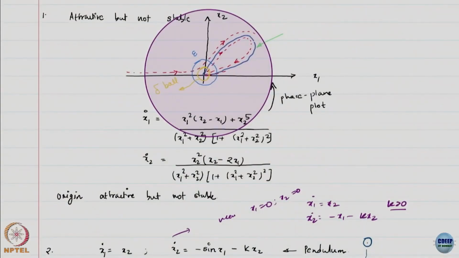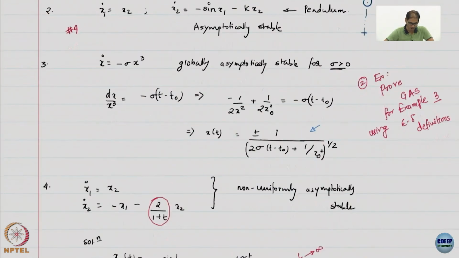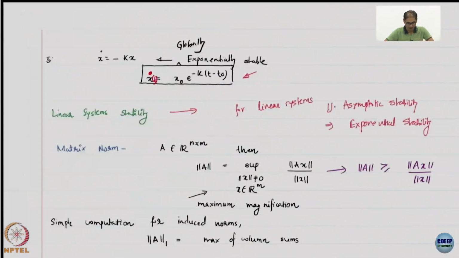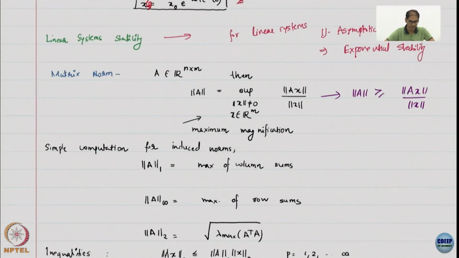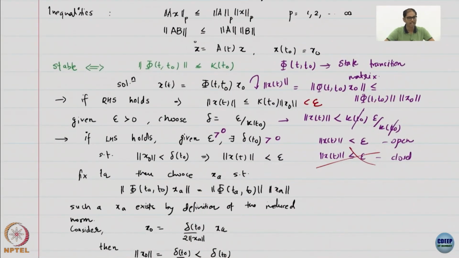If you remember, in last week's lectures we were looking at stability. We ended with interesting examples of stability that is attractive but not stable, asymptotically stable, globally asymptotically stable, non-uniform stability, and so on and so forth. And then finally we had proved some simpler results for linear systems. So, what were these simpler results? They characterized stability in the form of bounds on the state transition matrix.